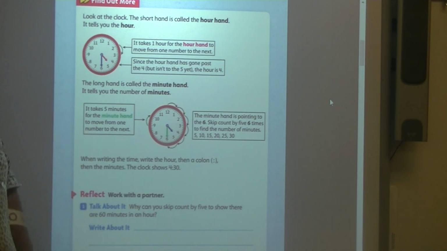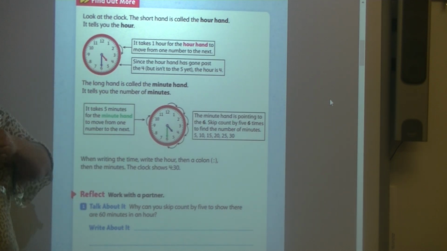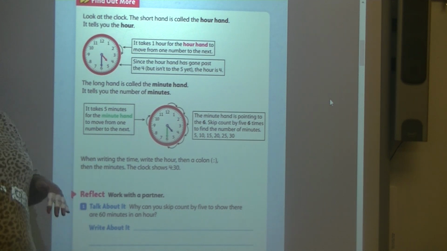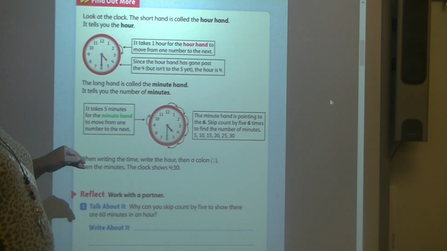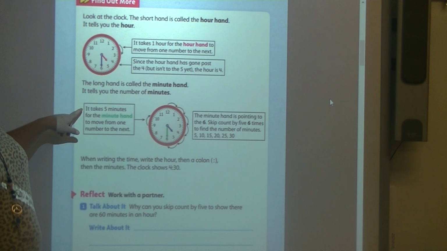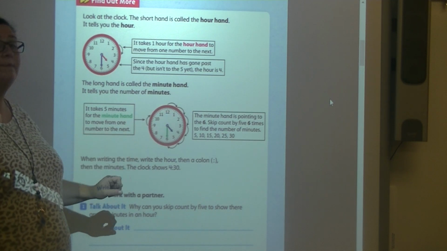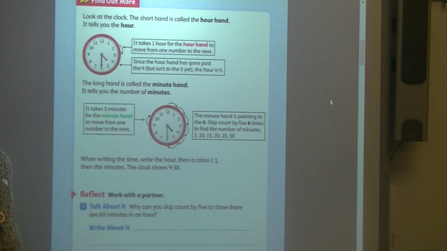The long hand is called the minute hand. So what do we call our long hand? The minute hand. Here's my minute hand on my clock. All right, it tells the number of minutes. Now remember, our minute hand will go all the way around the clock in the hour. It takes 5 minutes for the minute hand to move from one number to the next.